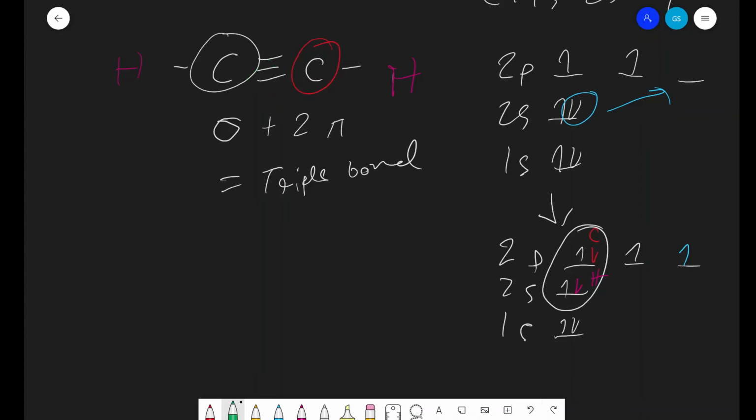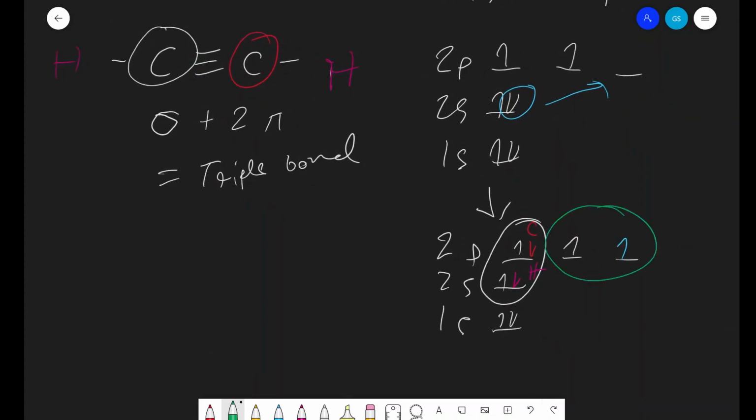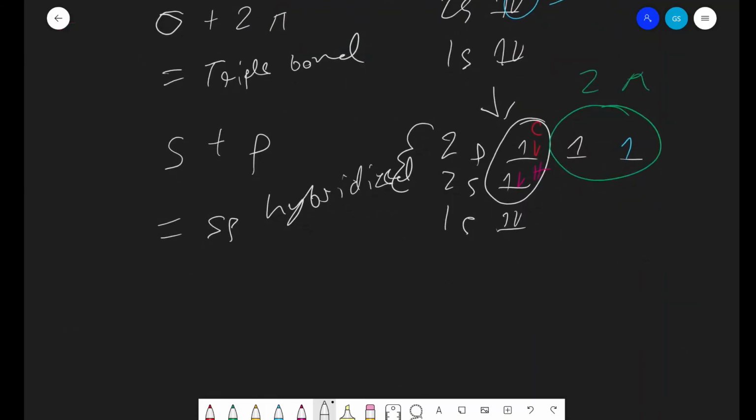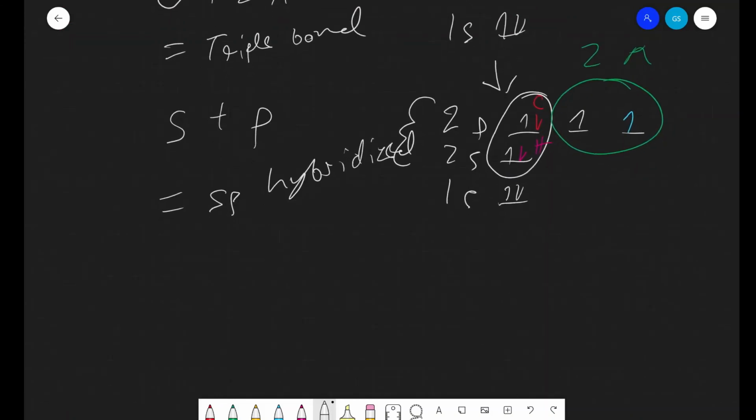So what we're left with, here, these are the 2 pi bonds. Since only one s orbital, since an s plus a p orbital, we're just going to call this sp hybridized, because only an s and a p orbital are really mixing to achieve the single bond we want. And then these two, we would call unhybridized. Whenever you have pi bonds, you call that unhybridized because you're not really dealing with that.